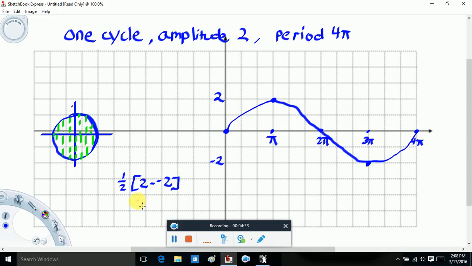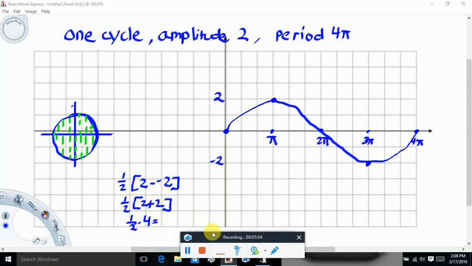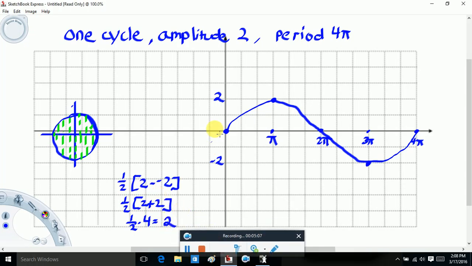So the way we can remember this is it starts at 0, goes to its max a quarter of the way through, goes back to 0, goes to its min 3/4 of the way through, and then back to 0. So we can rewrite this as 0, max, 0, min, 0. Okay, now let's talk about a few rules.